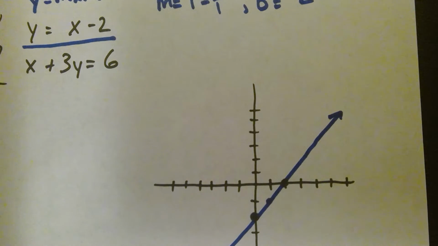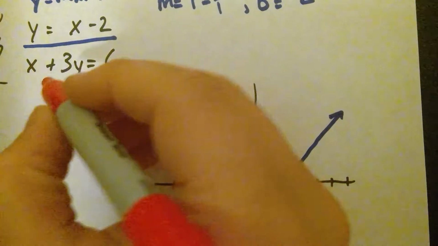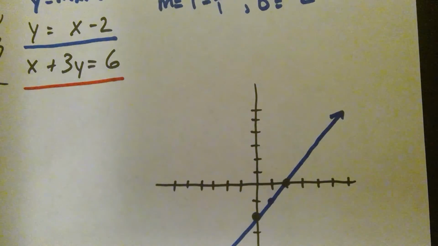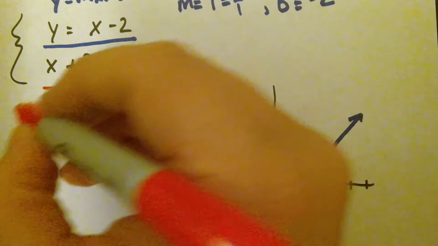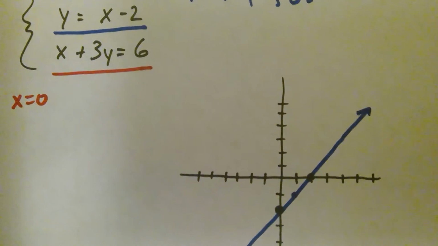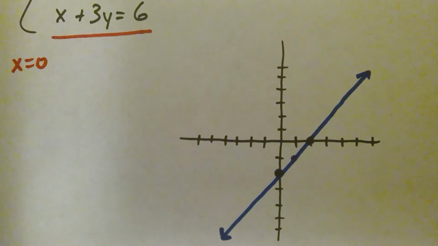Now we have a second line here that we'll do in red, x plus 3y equals 6. With this line, we are in something we call standard form, and we'll talk more about this in our remediation tomorrow. With standard form, since we don't have y by itself, we're going to check our intercepts. That means we're going to check two things. When x equals 0, we'll solve the equation, and then when y equals 0, we'll solve the equation.